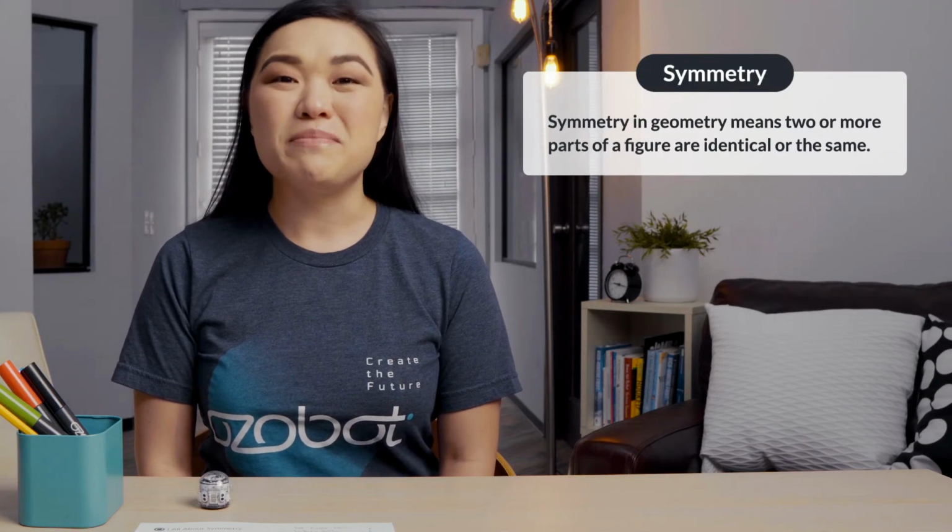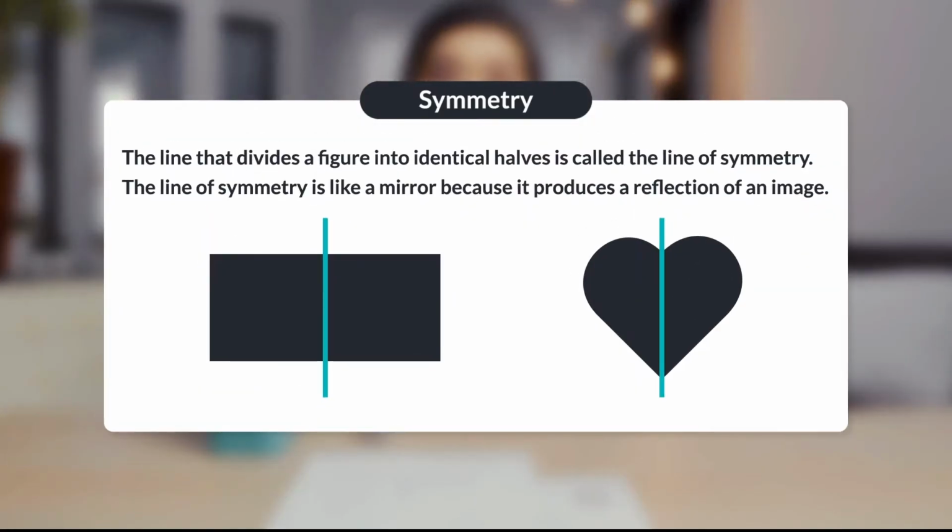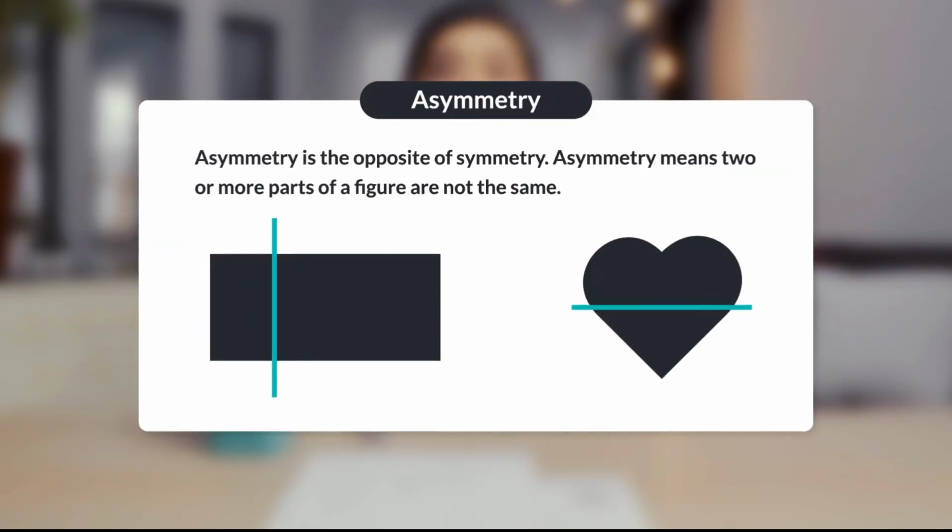Symmetry in geometry means that two or more parts of a figure are identical or the same. The line that divides a figure into identical halves is called the line of symmetry. The line of symmetry is like a mirror because it produces a reflection of an image. Asymmetry is the opposite of symmetry. Asymmetry means that two or more parts of a figure are not the same.